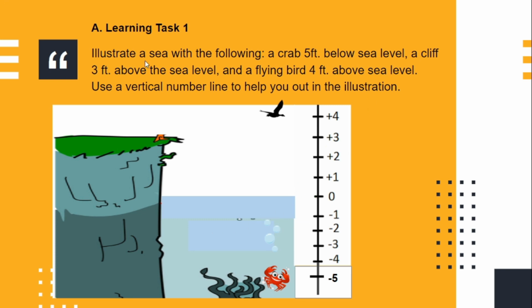Next is a cliff 3 feet above sea level. So, we have here the sea level at ito yung cliff natin. Ayan. So, nasa 3 siya. Kasi above sea level, so nasa taas. And then, a flying bird 4 feet above sea level. So, if ito yung sea level natin, 4 feet daw above this. So, we have there the flying bird sa may 4. Okay? So, that is the flying bird. So, this will be the illustration. And then, we have a vertical number line here.